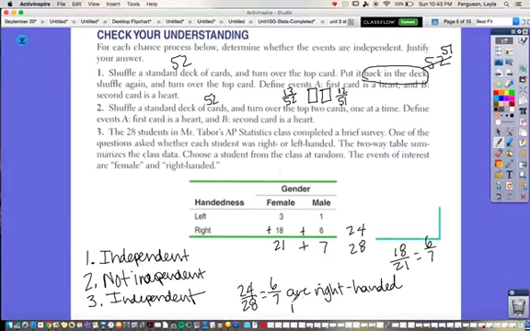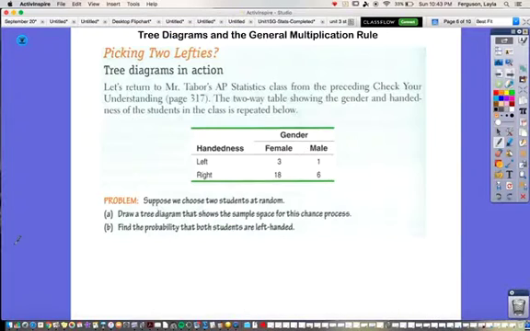So what that means is the probability of being right-handed is equal to the probability of being right-handed given that you're female. We're going to talk about tree diagrams and the general multiplication rule next.